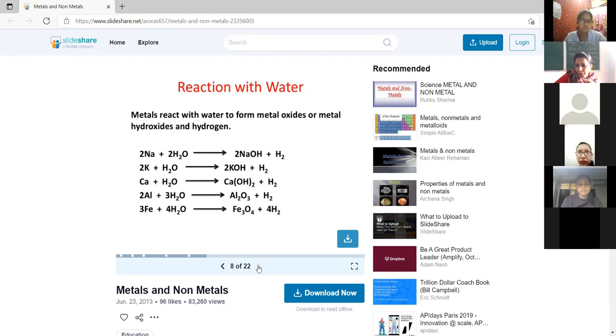In maximum cases you see hydroxide is being formed. It is very important to learn what is formed when a metal reacts with water. It forms a metal oxide as well as hydroxide, and hydrogen is released in each and every case. With some metals it forms an oxide and with few metals it forms a hydroxide. So here examples are in front of you. When sodium reacts with water, see, sodium hydroxide, potassium hydroxide, calcium hydroxide, but in case of aluminium and iron it forms oxides. Okay. So metal when it reacts with water forms oxides as well as hydroxides. And when it reacted with oxygen, only metal oxides were formed.